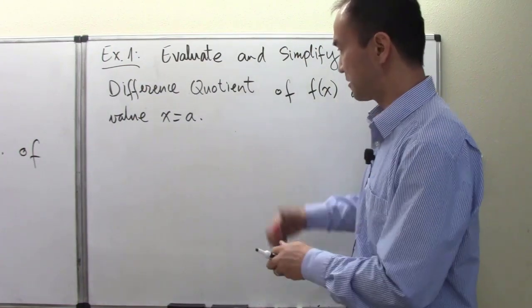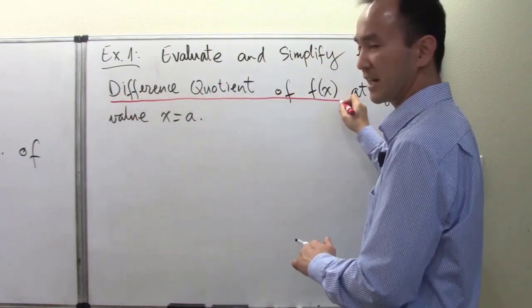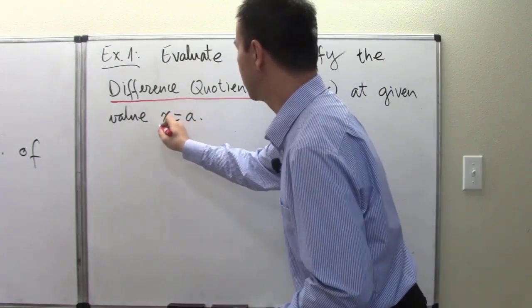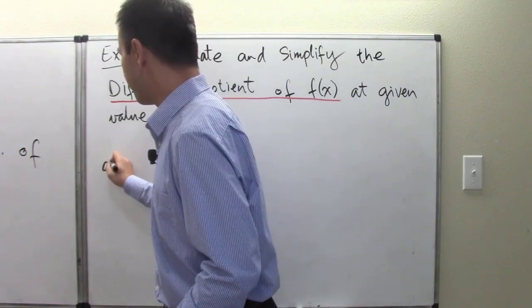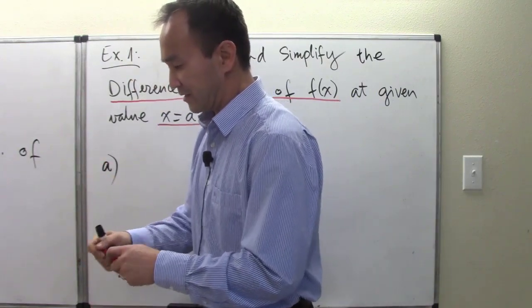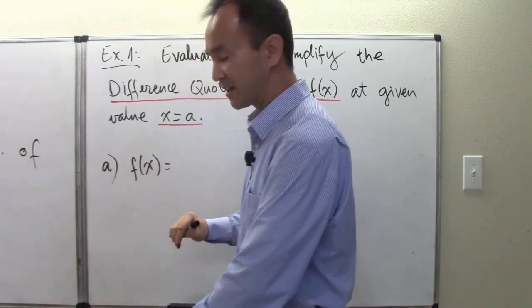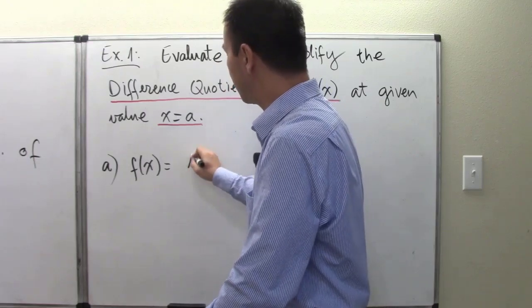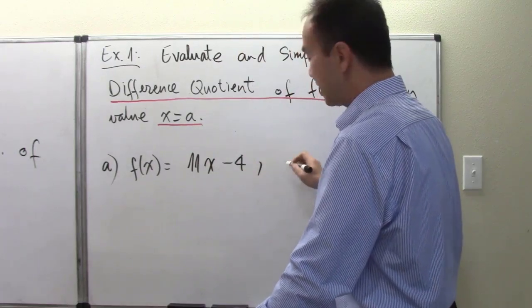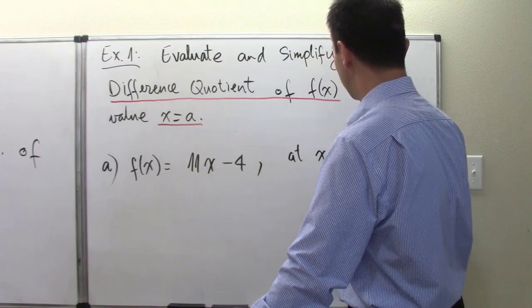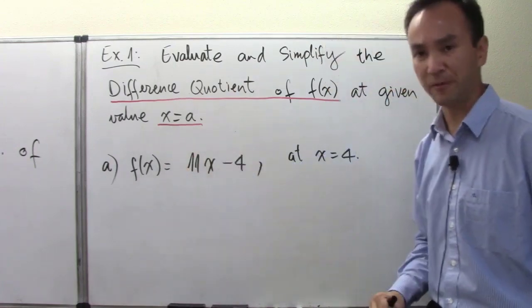But what caught my attention about this problem is the difference quotient of f of x at x equals a. So now let's write down the first problem, part A right here. The function we have for this problem is f of x defined to be 11x minus 4, and then the value is at x equals 4. This is x equals a given right here, so it's given in the problem. The function is also given.